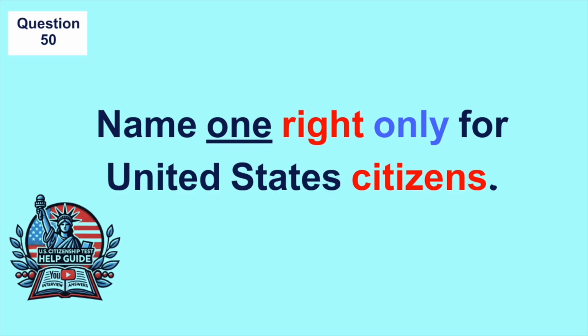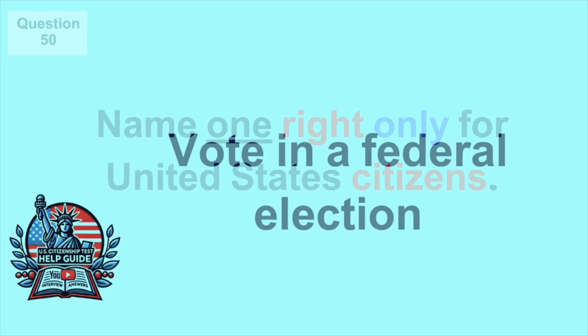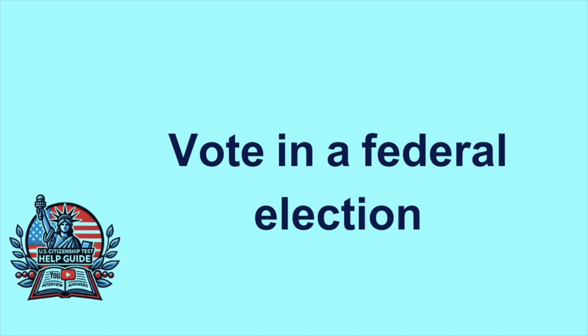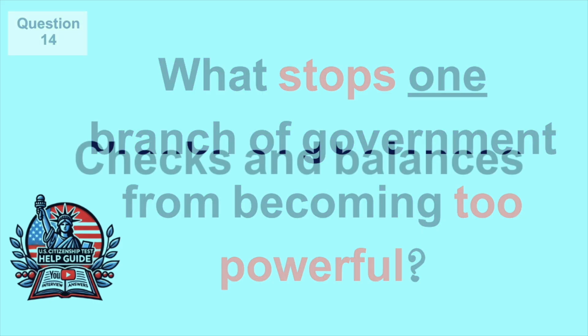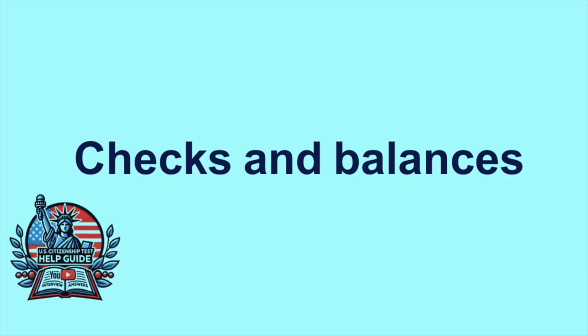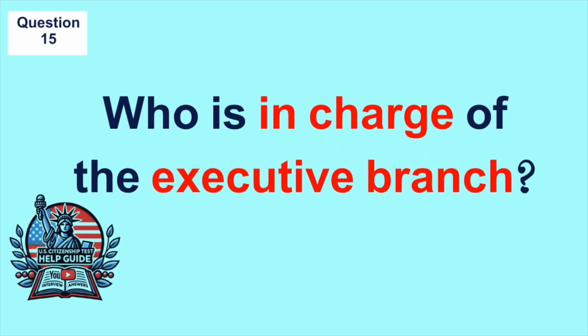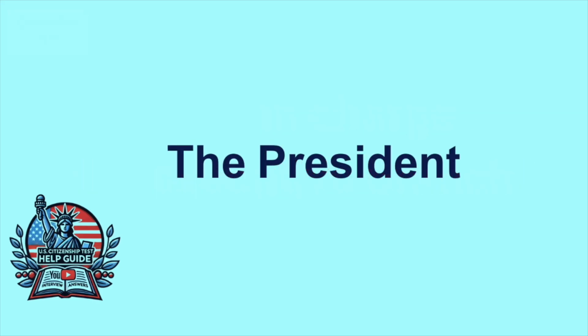Name one right only for United States citizens. Vote in a federal election. What stops one branch of government from becoming too powerful? Checks and balances. Who is in charge of the executive branch? The President.